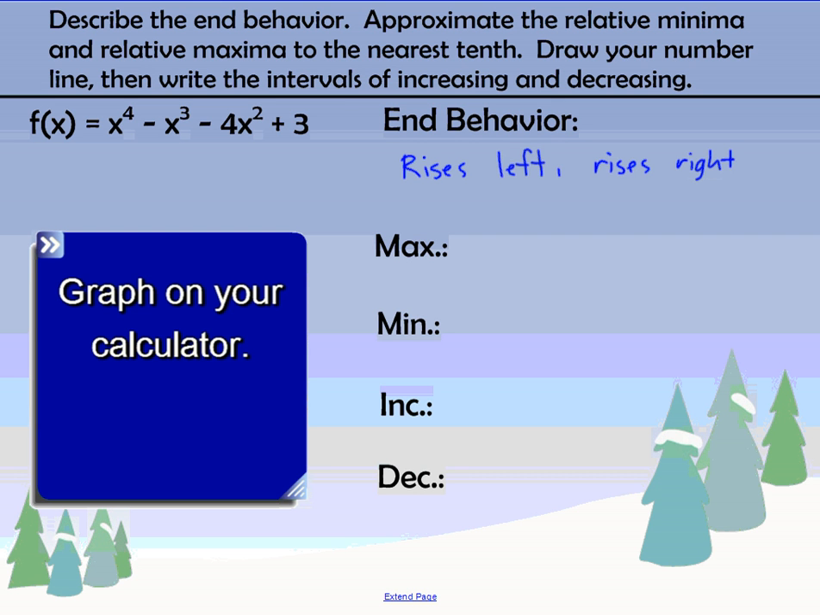Next, I'm going to go ahead and put in my number line. Straighten that out a little. To the left is negative infinity. To the right is positive infinity. I know I need 4 sections, so I'm going to put in 3 tick marks.